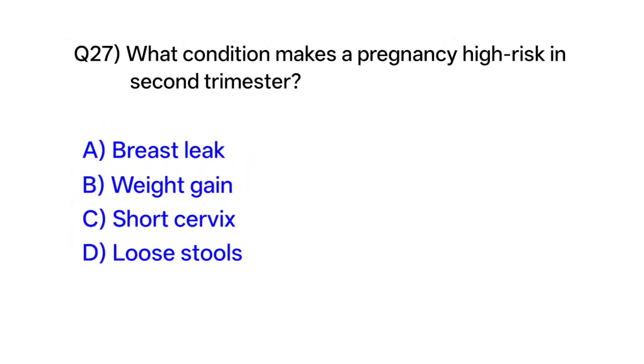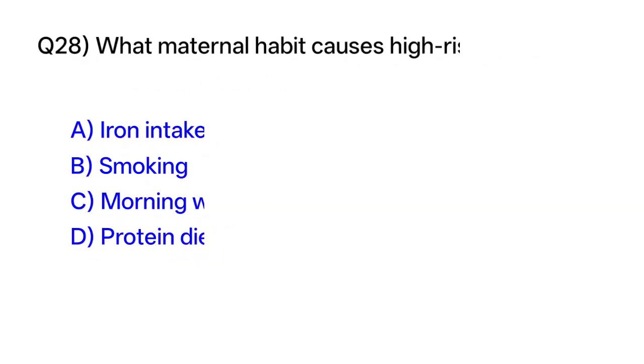Question number 27. Which condition makes a pregnancy high risk in second trimester? The correct option is C. Short cervix. Question number 28. What maternal habit causes high risk pregnancy? The correct option is B. Smoking.